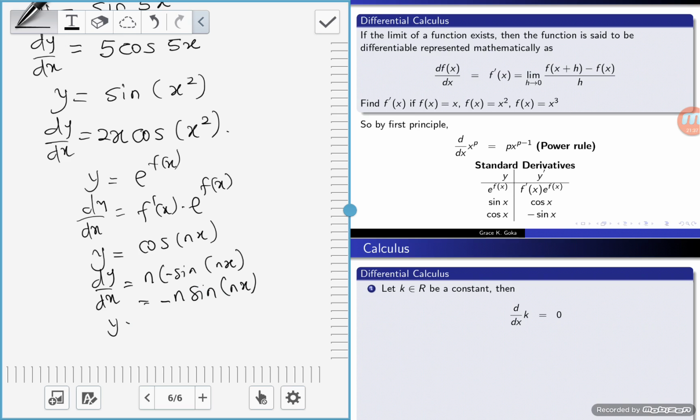And then if you have the other trigonometric function, which is y is equal to sine of nx, then dy/dx is equal to differentiate the function after the sine. If you differentiate nx, you get n. If you differentiate sine, you get positive cos, so times cos of nx. All right.